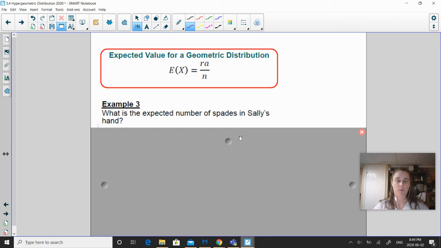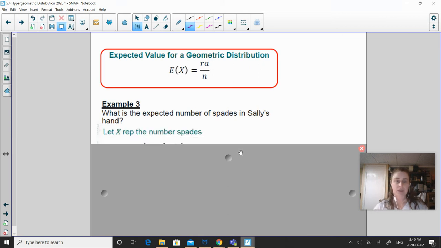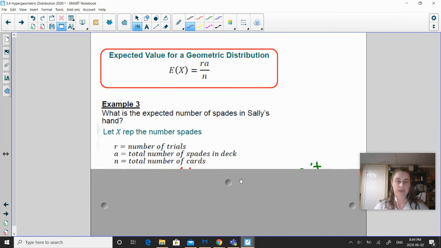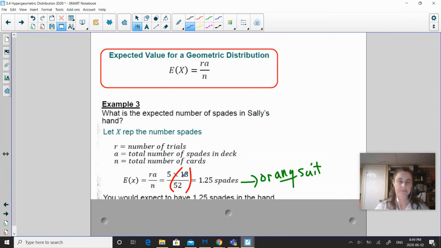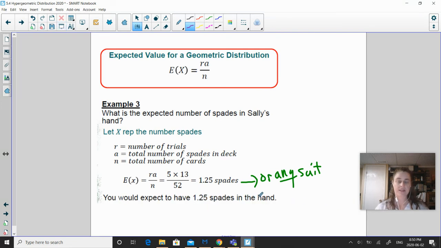So in that last example, what would be the expected number of spades in Sally's hand? Well, we have X being the number of spades, review of what R, A, and N is. You have to do 5 times 13 divided by 52, so that is going to be 1.25 spades. But really, this could work for any suit because you have 13 if you wanted 5 cards in your hand. So on average, you would get 1.25 spades in your hand, or that's what you can expect to get in your hand of 5 cards.